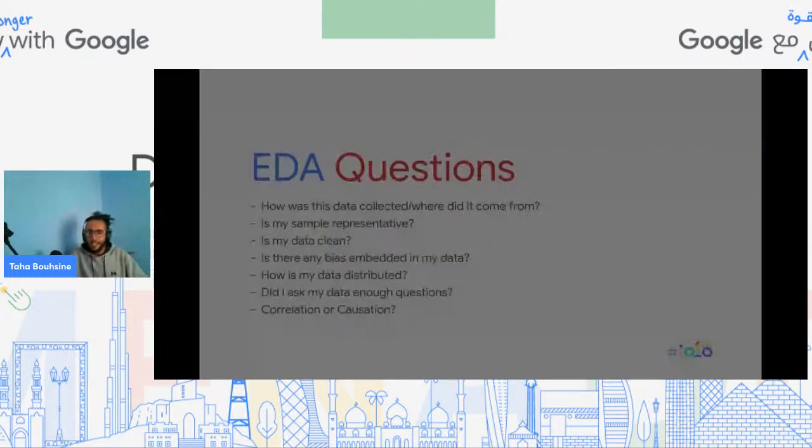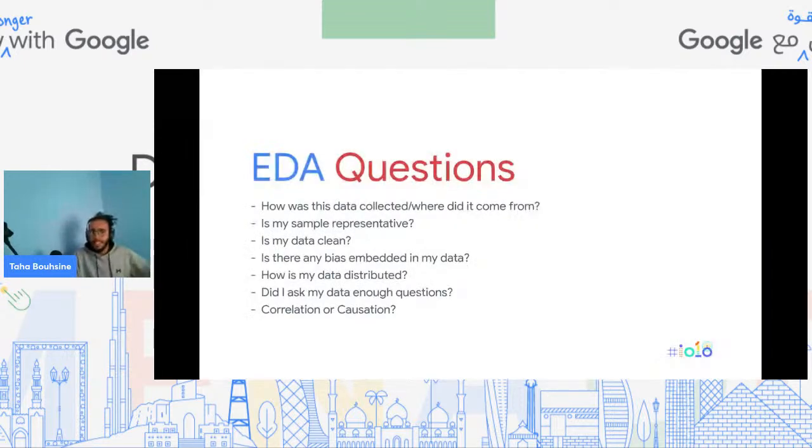And in order to do that, you gotta ask some questions. And during this process, we try to ask as many questions as possible, as we said. And mostly, we try to answer the following questions. How was this data collected? Where did it come from? Are the samples I'm working on representative or not? Is my data clean? Is there any bias embedded in my data? And how is my data distributed? Did I ask my data enough questions? Is there a correlation, or is it just association instead of correlation?